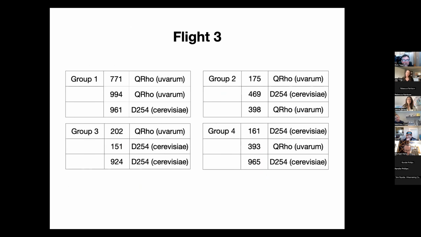So that you know what you have in front of you then. Again, we had our D254, which was our cerevisiae yeast. And at the same time, the Q row is still our Uvarum yeast. Same yeast, just very different application in this case.